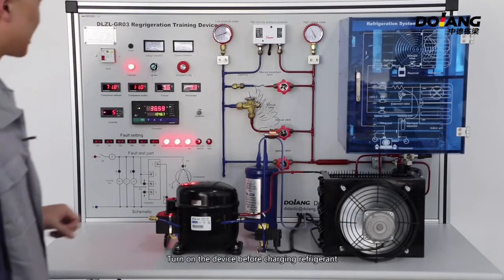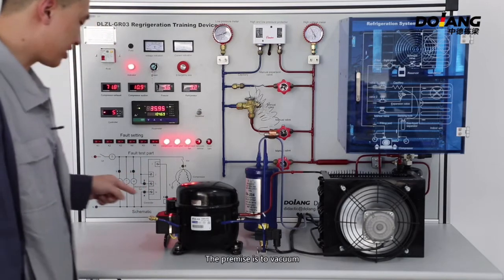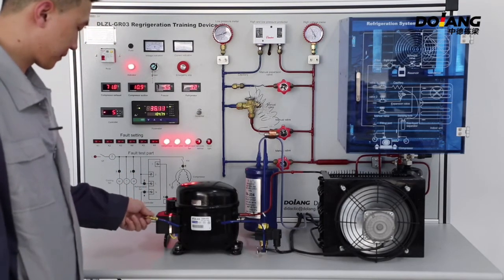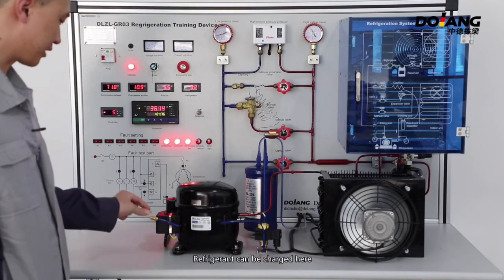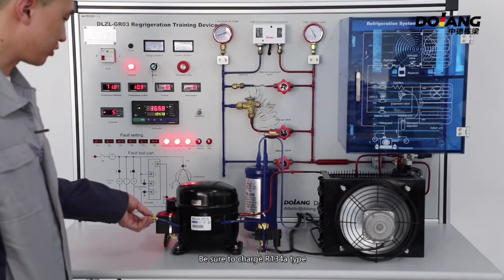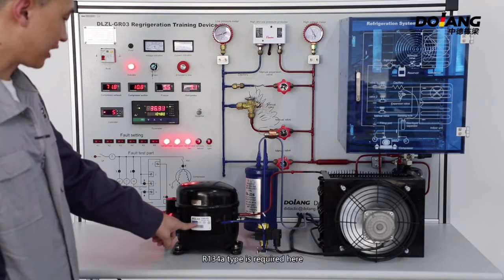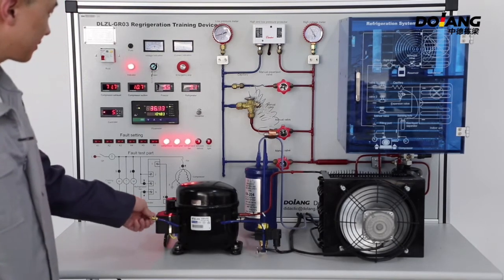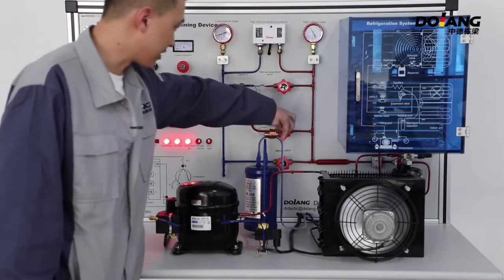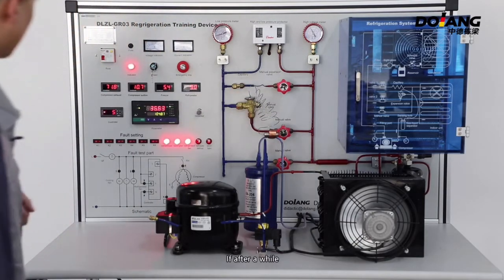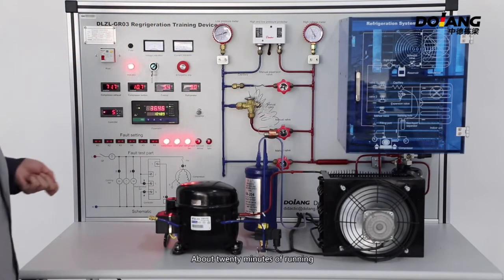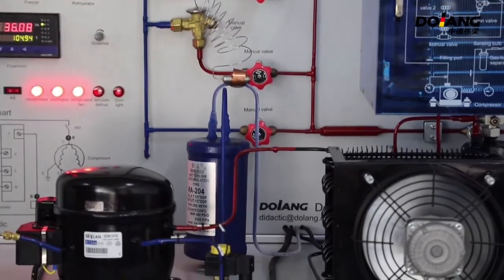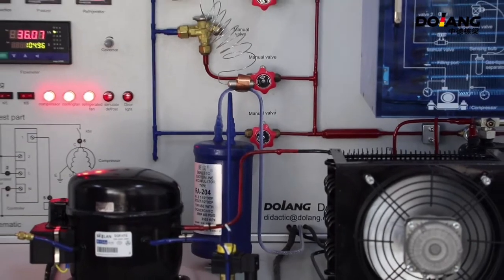Turn on the device before charging refrigerant. The premise is that you need to vacuum. This can be unscrewed. Refrigerant can be charged here. Be sure to charge R134a type. Don't charge with the wrong type. If after above 20 minutes of running, the temperature will become 0, then the whole device will be turned off.